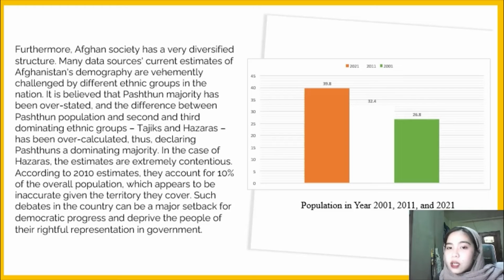So here in this figure is the population in the years 2001, 2011, and 2021. In 2001, this is the green one, they have 26.8 million, in 2011 they have 32.4 million, and then in 2021 they have 39.8 million.